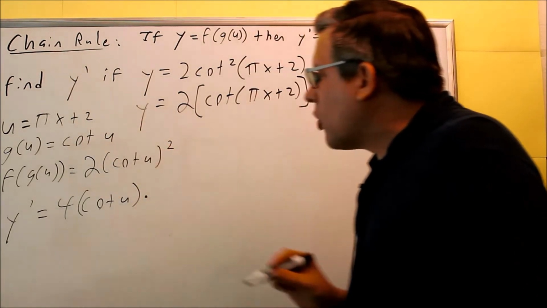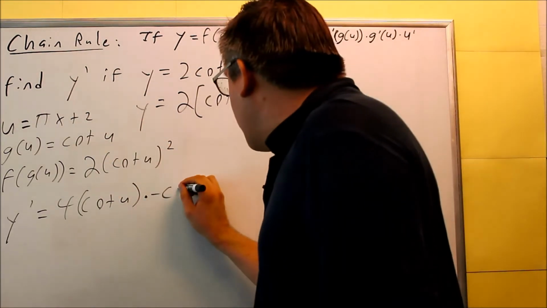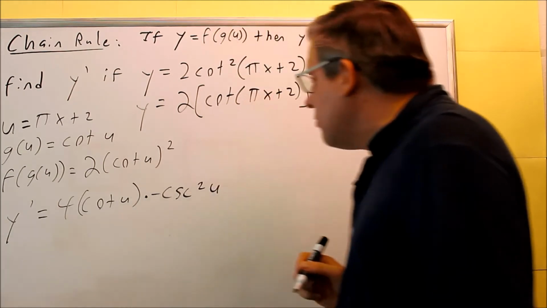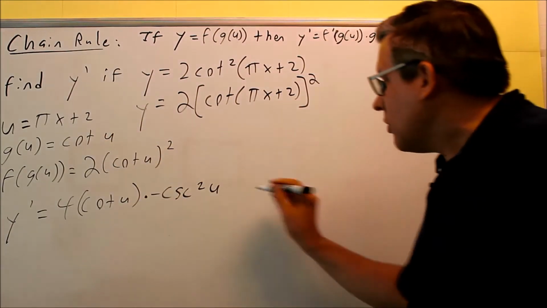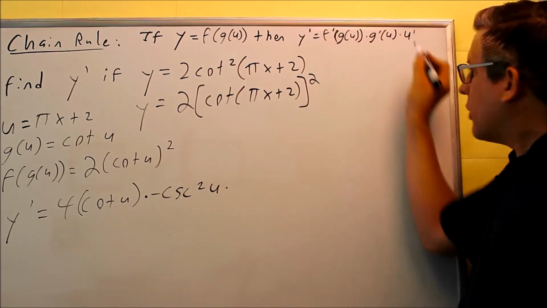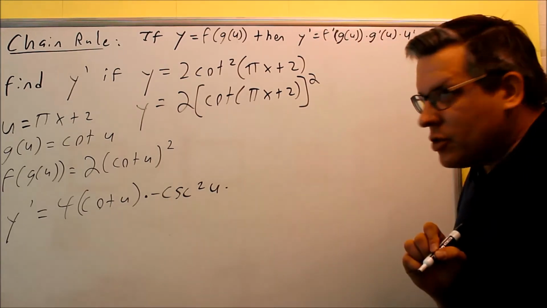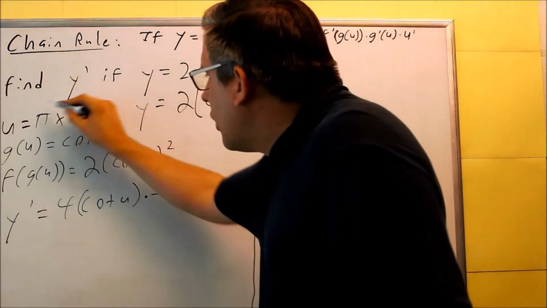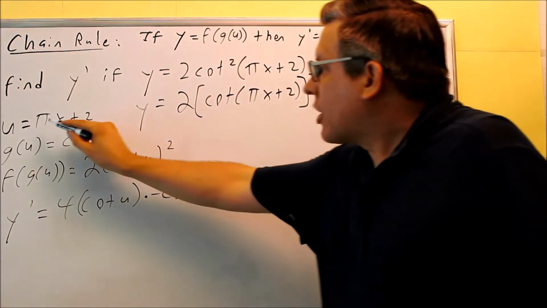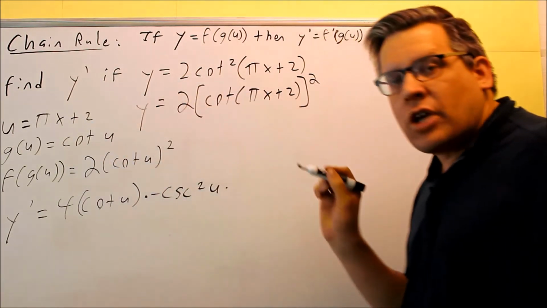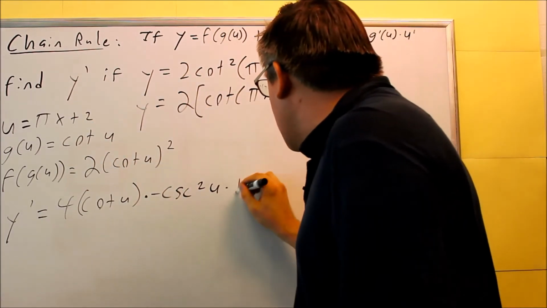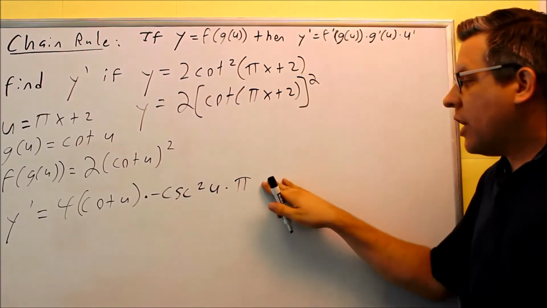The derivative of cotangent of u is negative cosecant squared of u. That would be it. Derivative of cotangent is negative cosecant squared of u. Finally, we're going to multiply this by u primed. For the derivative of u, I have a constant times x, so I'm just going to get pi, and then the derivative of 2 is 0 basically. So I get pi as the answer there.